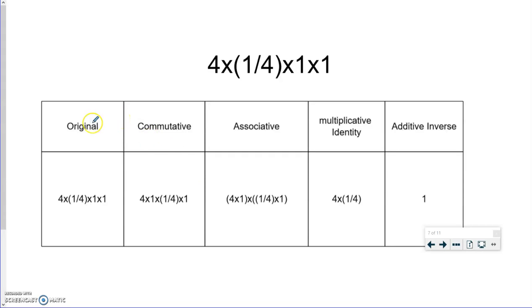So we can solve this by saying our original problem was 4 times 1/4 times 1 times 1. Using the commutative property, I can switch the order of these two middle factors, and I'll get 4 times 1 times 1/4 times 1. Using the associative property, I can regroup these numbers to where I get 4 times 1 and 1/4 times 1. The multiplicative identity property tells me that any number times 1 is that number. So I know that 4 times 1 is 4, and 1/4 times 1 is 1/4.